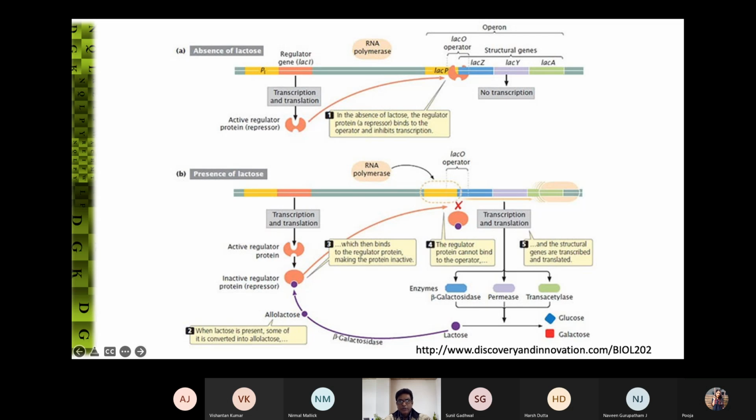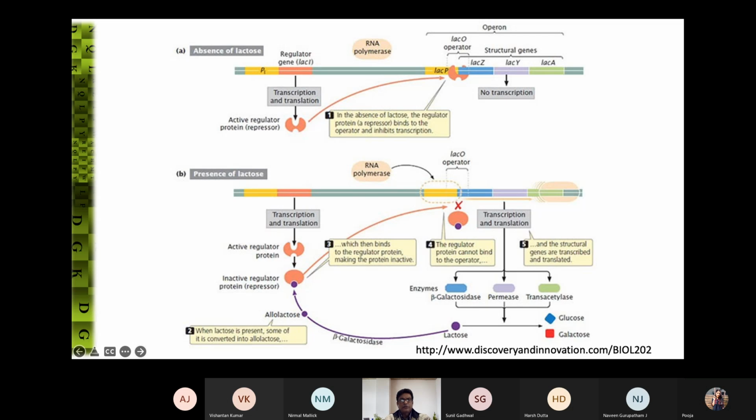So what kind of times are important here? One time would be, let's say, the presence of lactose and realization by the cell through this circuitry that lactose is present. And the other is the utilization, the synthesis of these proteins so that the lactose can be utilized for energy, right? Yes, sir. So keep that in mind.